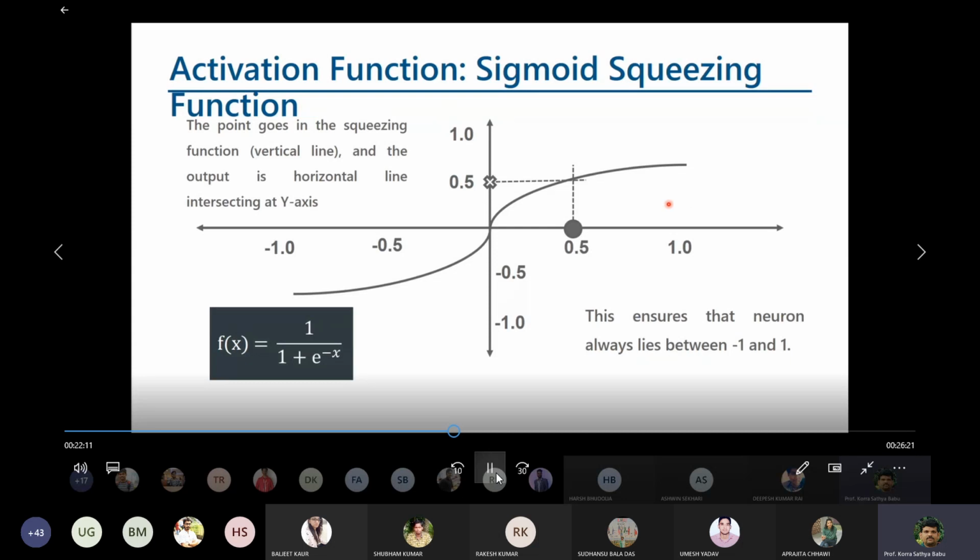That value you are going to take as the activation function value. Assume that the function is like this, not exactly 1 to 1, but whatever the values are along the x-axis, the output values will be between -1 and +1 only. This ensures that the neuron output always lies between -1 and +1, and the activation function formula for this sigmoid function is f of x equal to 1 by 1 plus e power minus x.